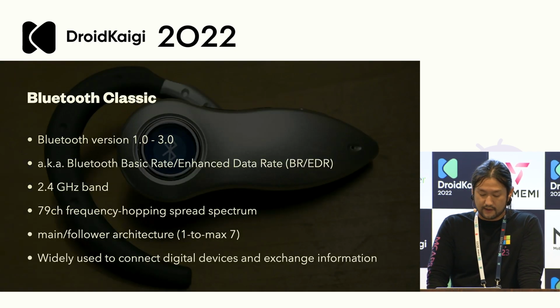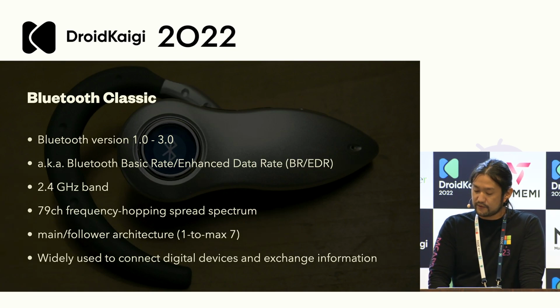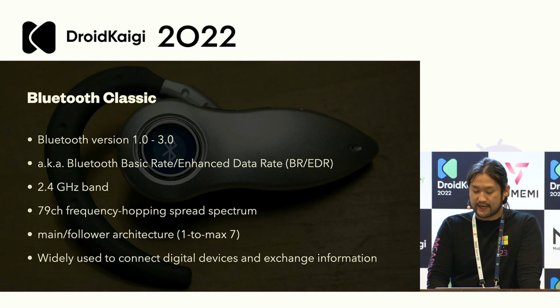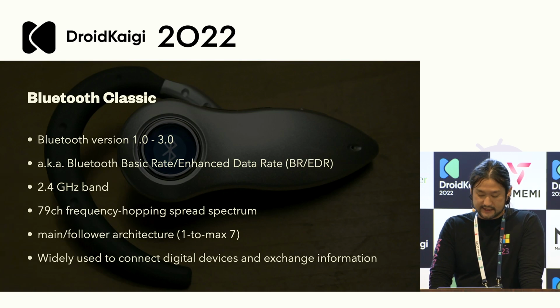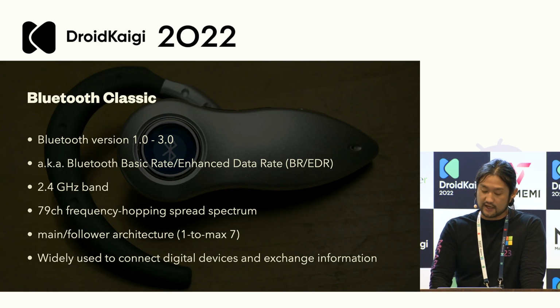Okay, Bluetooth. When it comes to wireless communication around us, Bluetooth is probably at the top of the list. Bluetooth 4.0 has recently been introduced, which is called Bluetooth Low Energy. So the previous Bluetooth is specifically referred to as Bluetooth Classic. It utilizes the 2.4 gigahertz band and 79 channels of frequency hopping spread, making it congestion resistant. Even today, it is used very frequently with devices like earphones and keyboards.